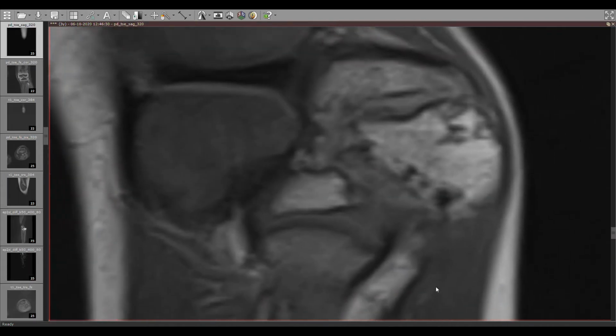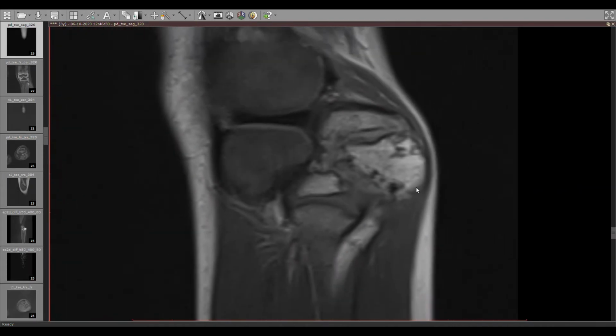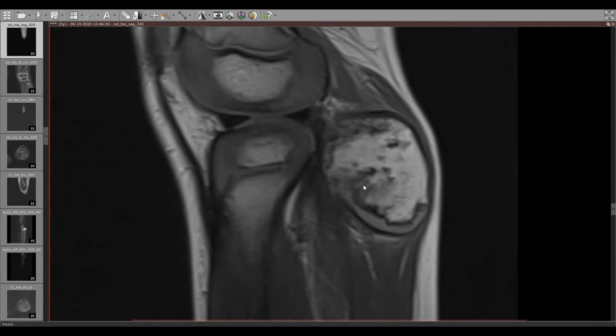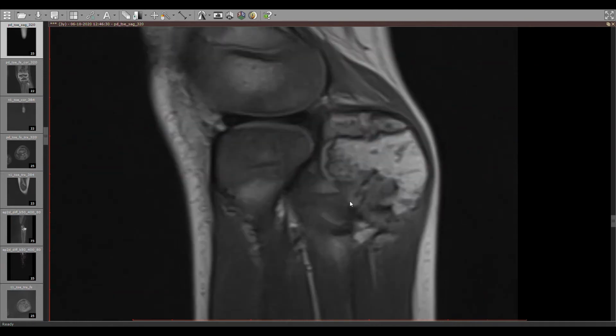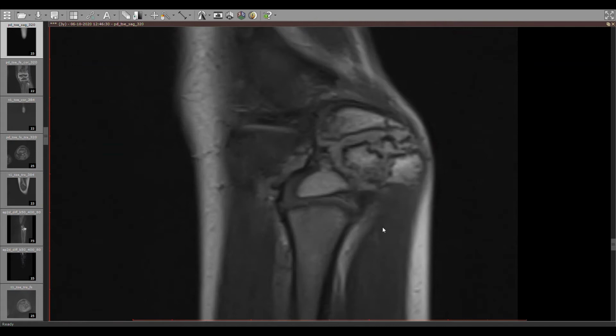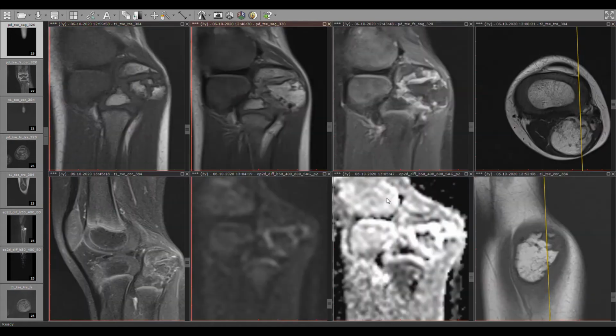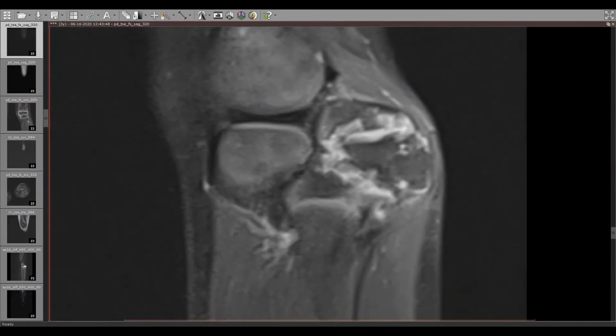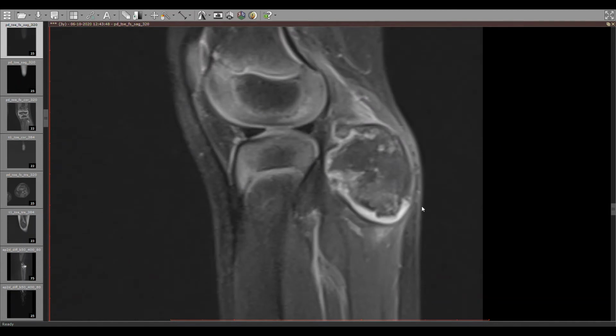These are the PD non-fat-sat images. On this, we see that the predominant part of the lesion is bone signal, and there is an overlying cartilaginous cap, which is T2 hyperintense, and this cartilaginous cap is lying between the epiphysis and the lesion. This is the PD fat-sat image, which shows the cartilaginous cap better.